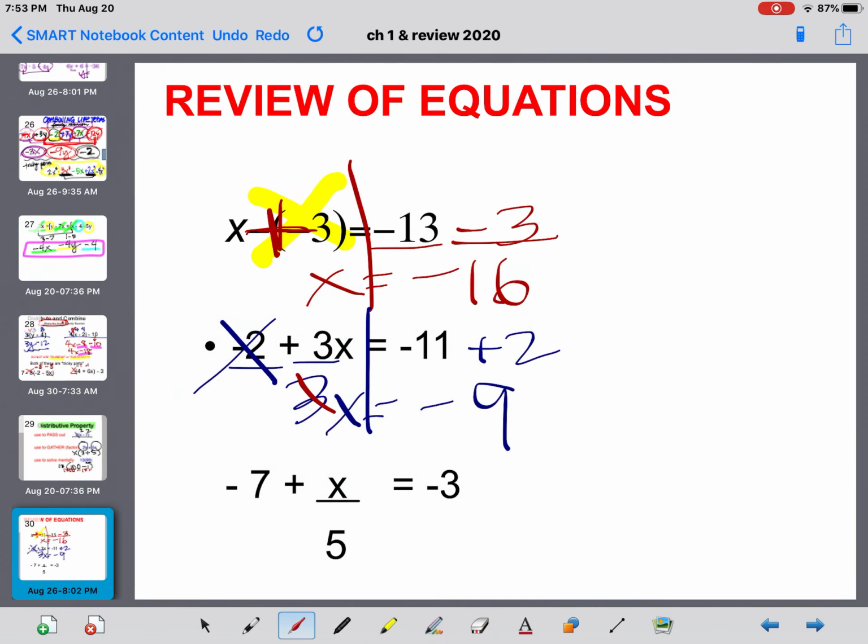And the last step, divide by negative 3, or divide by 3. So x on this one equals negative 3.